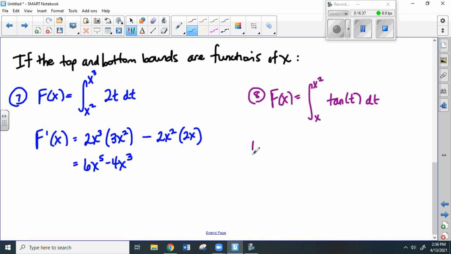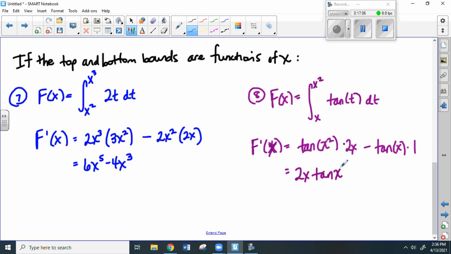All right, so even with a trig function, if I'm asking you to take the derivative of the integral, sorry, that should be f of x. It doesn't matter what the trig function is. All you're doing is changing the t to the function of x for the top bound first, multiply by its derivative, minus, keep the function and change the t to the bottom bound times its derivative, and then simplify. Make it look nice. And you're done. Okay?